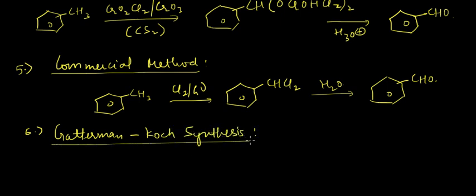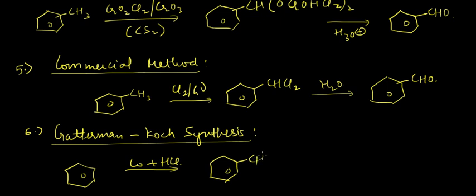Sixth, we have Gattermann-Koch synthesis. Here we have a benzene ring, on reaction with CO plus HCl, and we'll get benzaldehyde. So all these name reactions are to be remembered by you. They are asked so many times in JEE level examinations or other examinations. Now what we'll be seeing is the preparation of aldehydes, and the mechanism involved behind various name reactions.